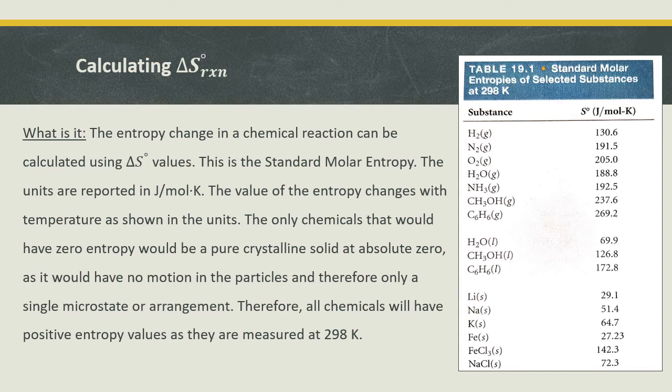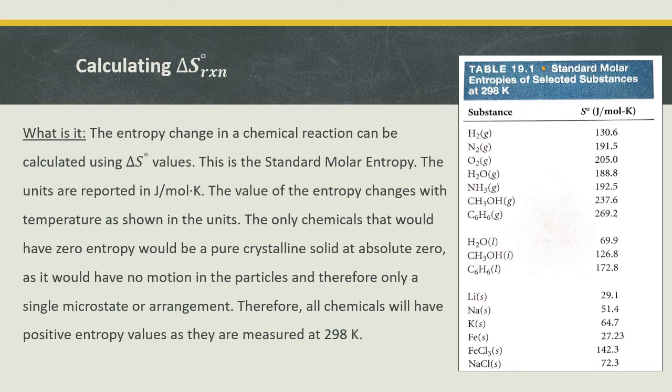So the only chemicals that would have 0 entropy because the temperature is involved would be a pure crystalline solid at absolute 0. When it's perfectly 0, there would be no motion in the particles, and therefore only a single microstate or arrangement would occur. That would allow something to have an entropy of 0. We've never gotten there. They've come really close to creating absolute 0, but not gotten there yet. So we don't have anything with a delta S of 0.